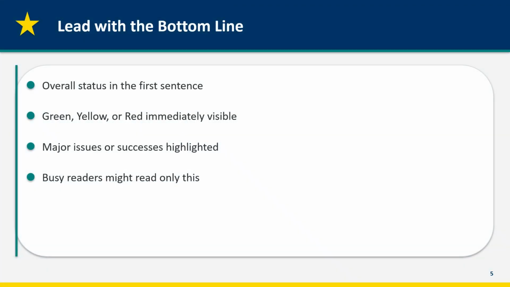Lead with the bottom line. Your first sentence should convey overall project status. The project is on track for November launch, or the project is at risk due to vendor delays. Use a traffic light indicator, green, yellow, or red, and make it immediately visible. Many readers will scan only the color and move on if it's green. Highlight major issues or successes in the first paragraph. Assume busy readers might read only this opening section. What do they absolutely need to know?